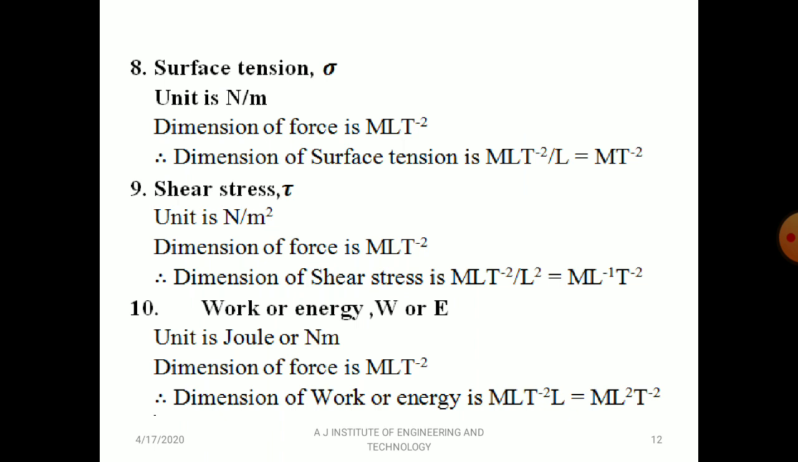Then shear stress tau. So unit is Newton per meter square, same as that of pressure intensity, or like normal stress also same unit, Newton per meter square, force by area. Dimension of force is M into L into T to the power minus 2. Therefore dimension of shear stress is M into L into T to the power minus 2 divided by L square. So it becomes M into L to the power minus 1 T to the power minus 2.